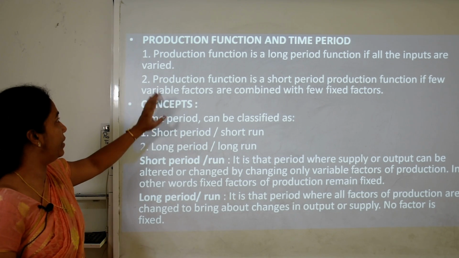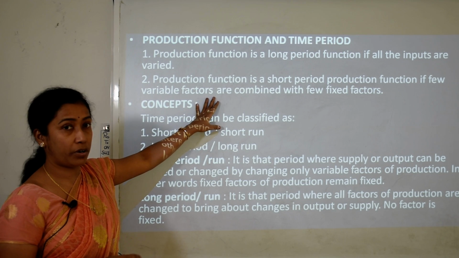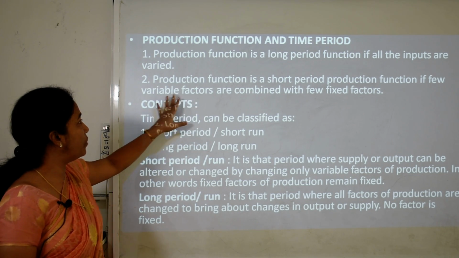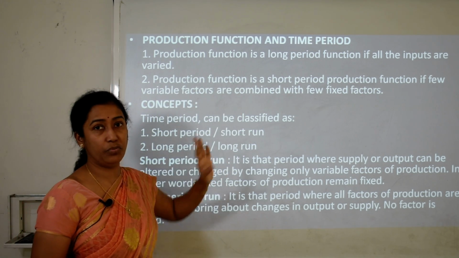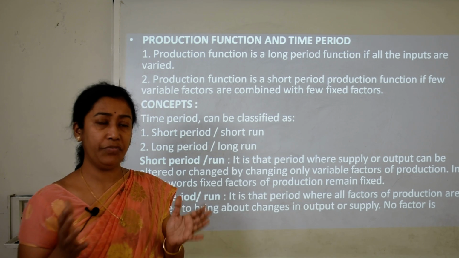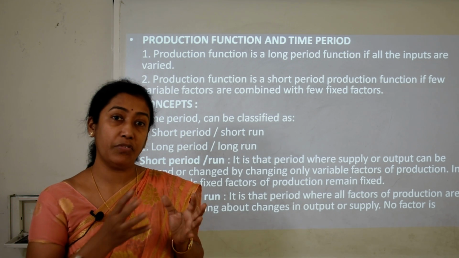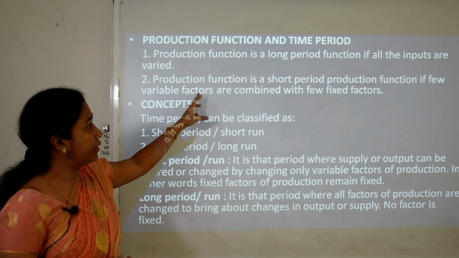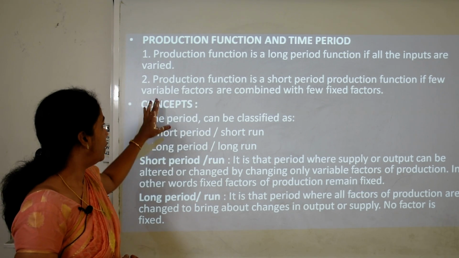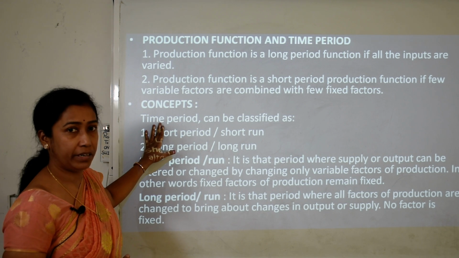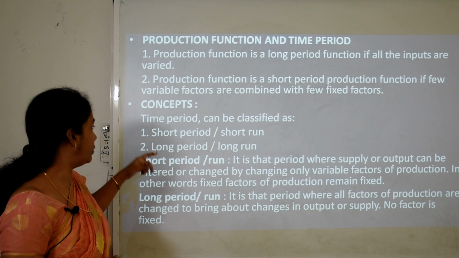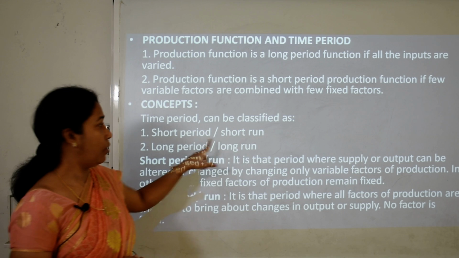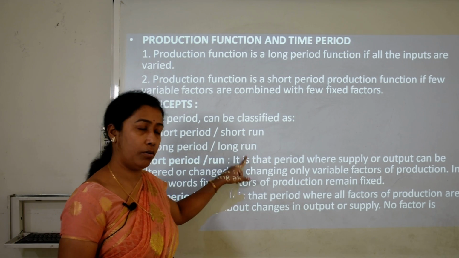So, if all the inputs are varied, whereas a production function is a short period production function if a few variable factors are combined with a few fixed factors. That means if we combine a few variable factors with a few fixed factors, then it continues for a short period of time. Now the concept of time period can be classified into two, that is short period and long period, or we can call it short run and long run.